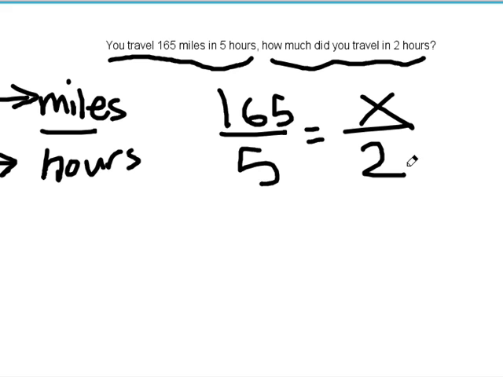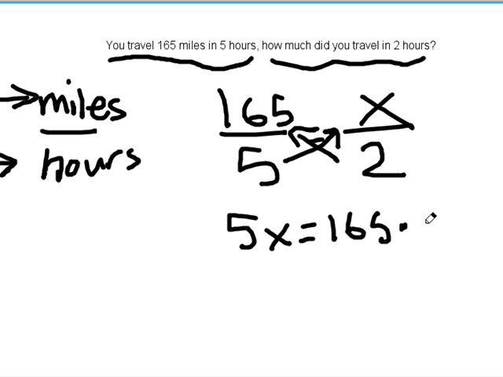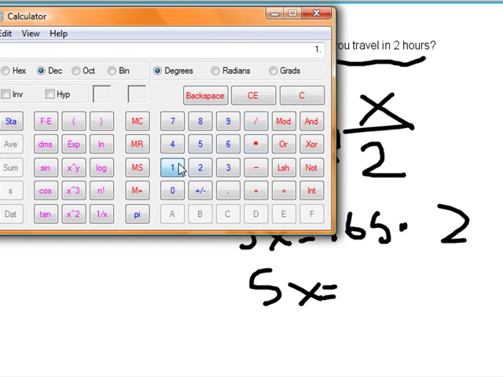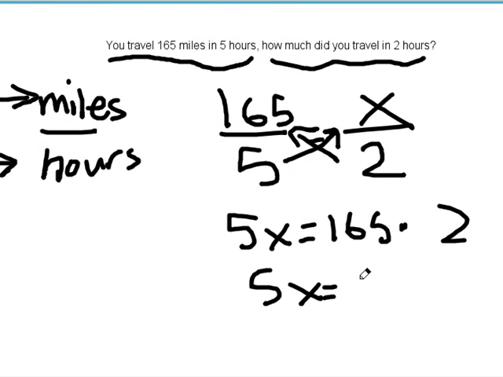Now, first, let's cross multiply. We cross multiply 5 and x together on the left side of the equation to form 5x equals, and then we multiply these two together, 165 times 2. Now, let's calculate what 165 times 2 is. 165 times 2 is 330.